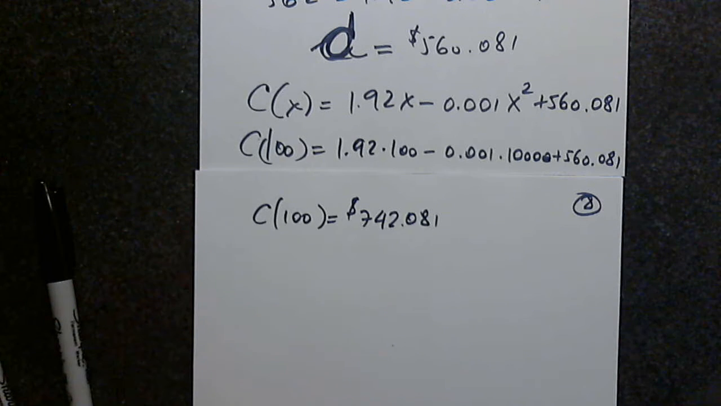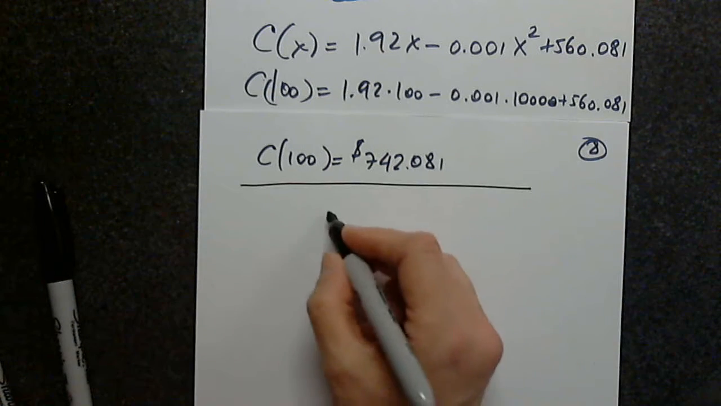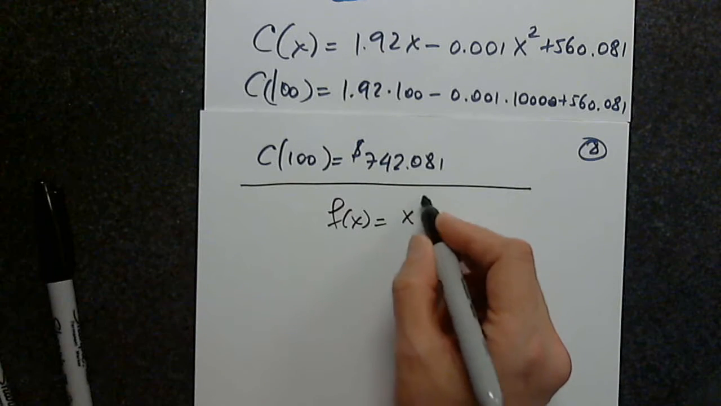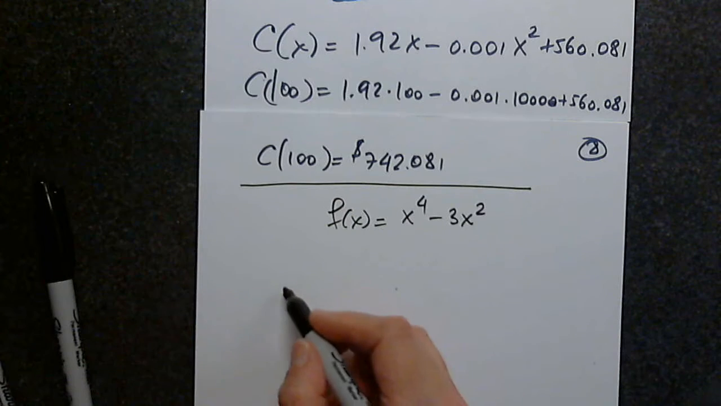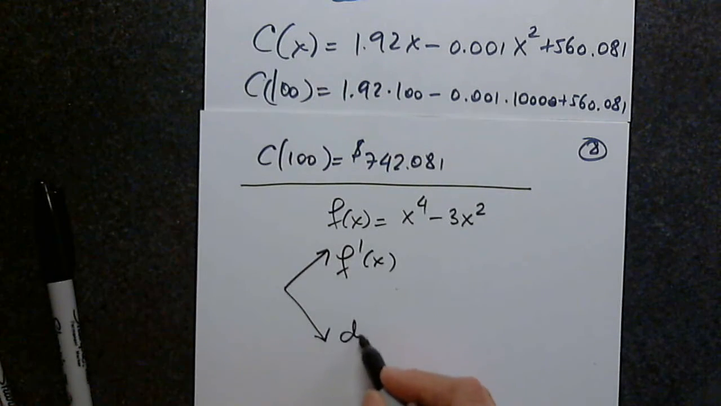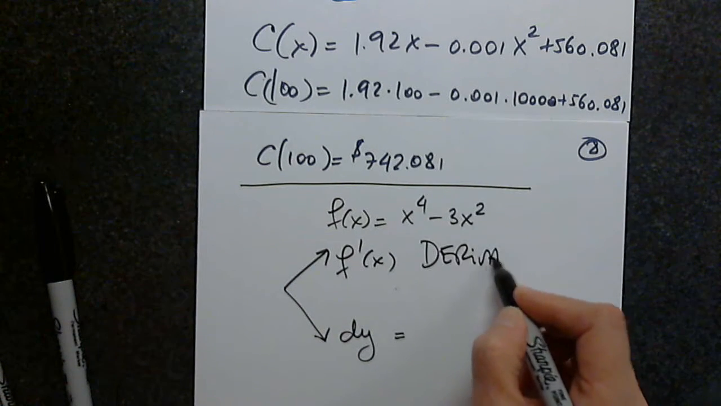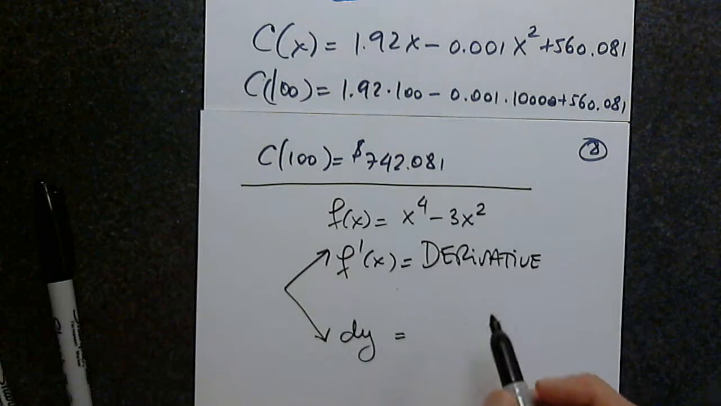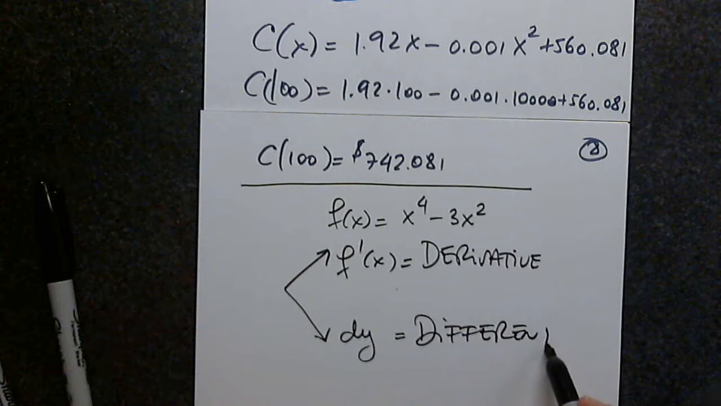Okay, before we start chapter 5, I want to refresh your memory on something very important. Let's suppose we're given f of x equals x to the 4th minus 3x squared. I would like you to give me two things. I would like you to give me f prime, and I would like you to give me dy. This is the derivative of f, and this is the differential of f.